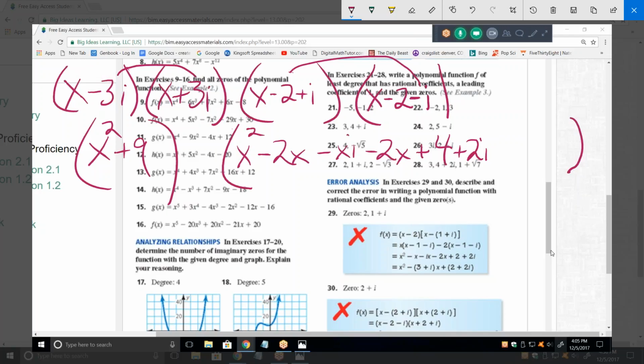Plus 2i. Then negative xi, this times that. So positive xi. And then minus 2i, and then minus i squared. Simplify.